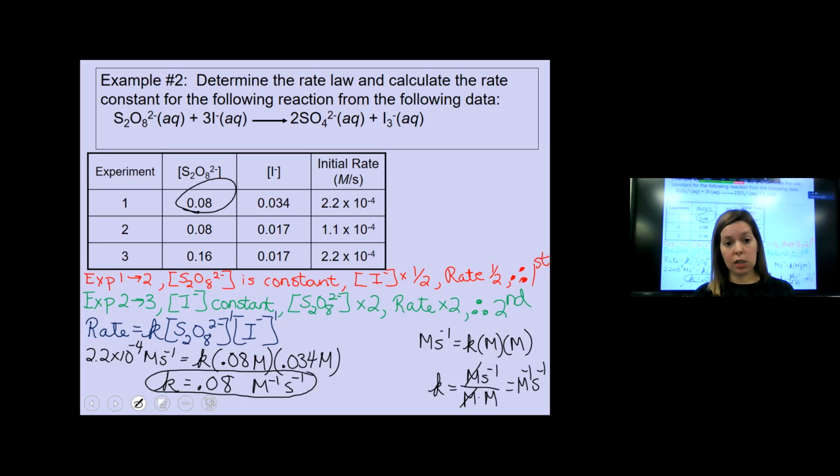Also, the larger the value of k, the faster the reaction is going to go. And k is going to be dependent upon temperature and also will be an indication of the activation energy of the reaction.